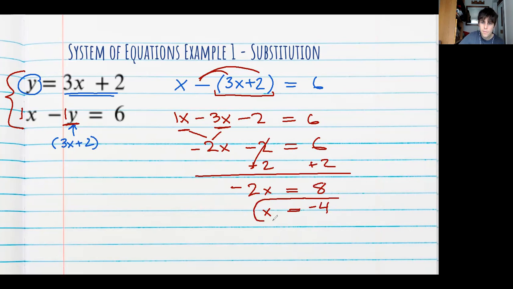All right. Here's where a lot of people stop. They'll just go ahead and be like, all right, I'm done. I found a solution. And when we were solving one variable equations, that was great. But for a system of equations, we need two solutions. We need one for each variable, for x and for y. We have solved for x. X is negative 4. Now we need to solve for y.